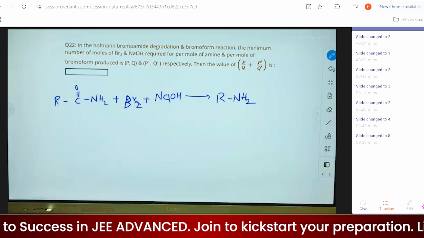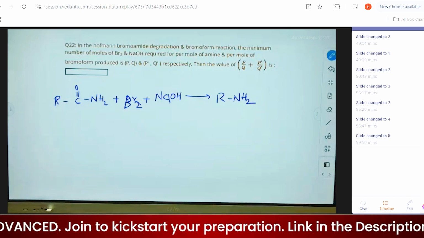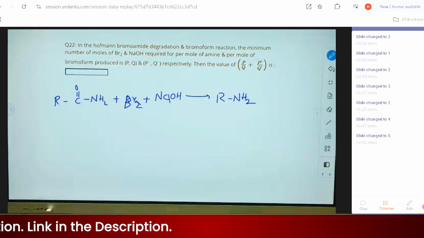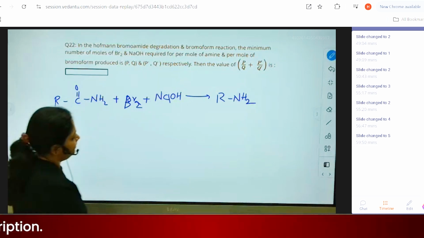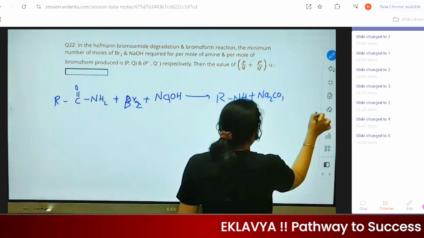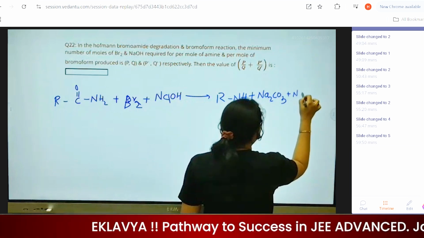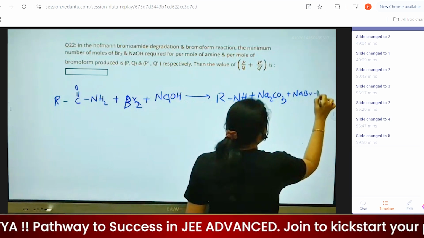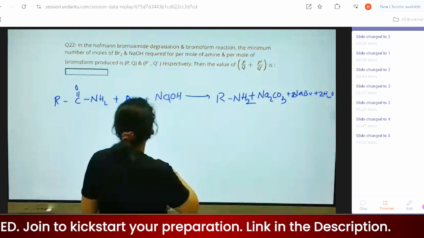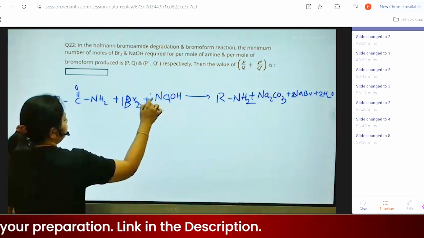So here, if we have to write down the byproducts and balance this equation, this will be Na2CO3 plus NaBr plus H2O. So 2 here, 2 here, here there will be 1, here there will be 4.